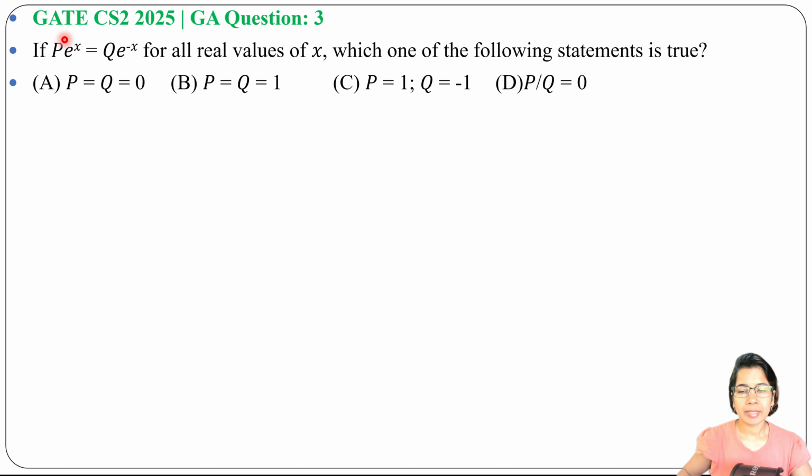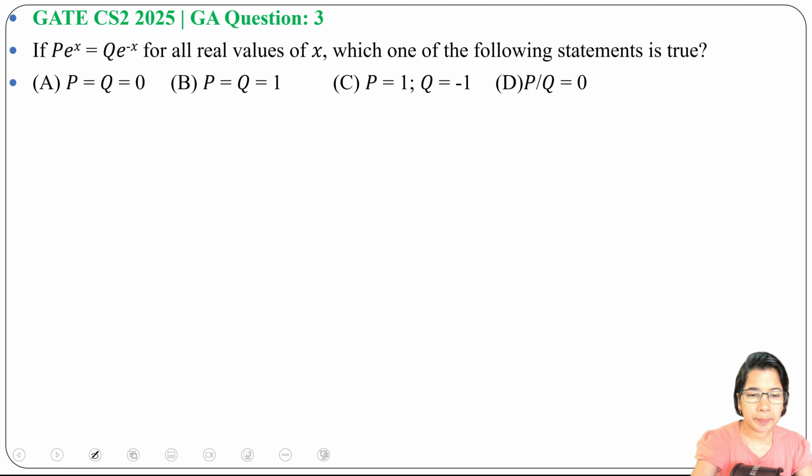Hey everyone, let's solve one previous question of general aptitude. This question was asked in GATE CS Set 2 2025, GA question number 3. If P e power x equals Q e power minus x for all real values of x, which one of the following statements is true? And 4 options are given.